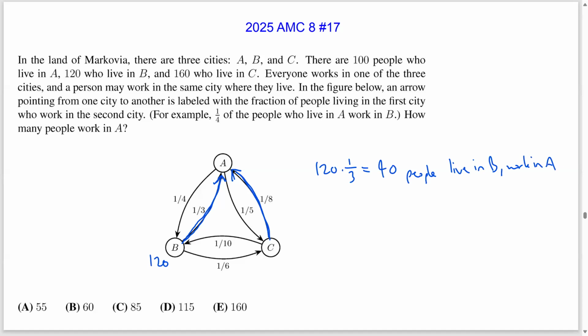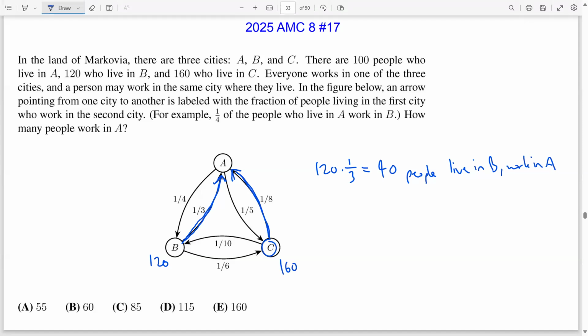And then similarly, if we look at city C, there are 160 people that live in C, and 1/8 of those work in A. So we conclude that there are 20 people who live in city C but work in A.